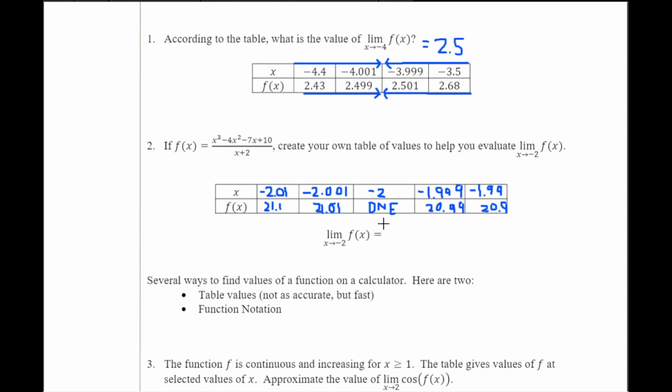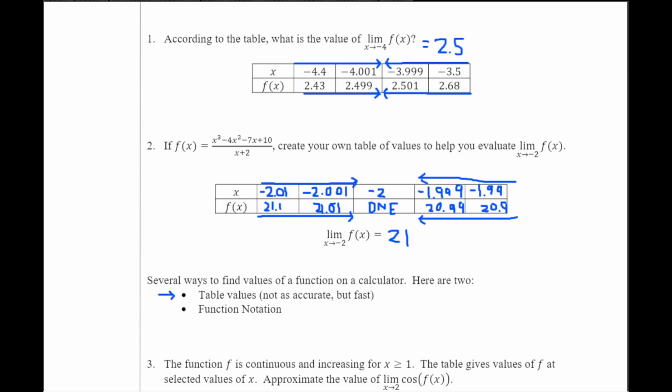All right, so you can see here as x values are approaching -2 here, even though at -2 it's DNE, right? Like if they asked us f of -2, that wouldn't exist. But as we get closer and closer and closer to -2, but not at -2, you see we're approaching values really, really close to 21. So that's our limit there. That was the table values method here of finding these inputs here.